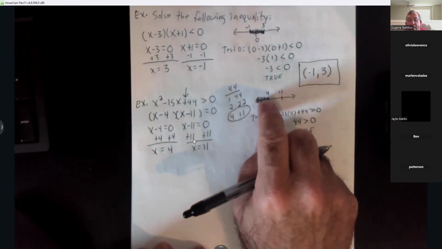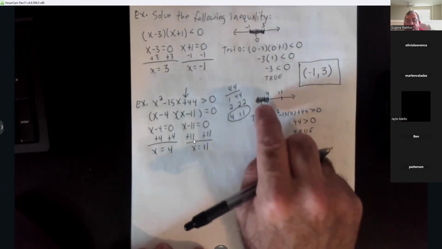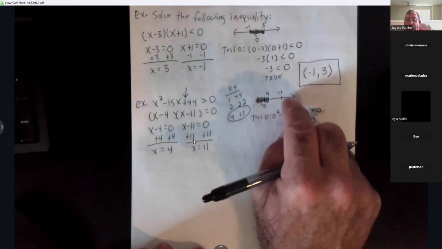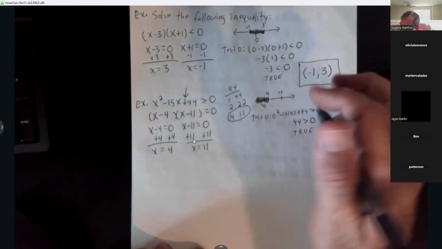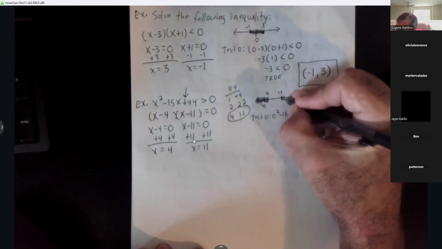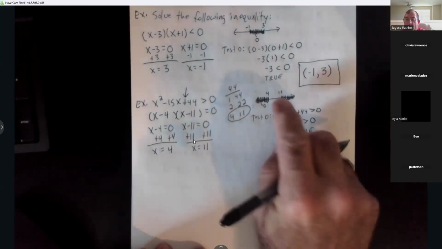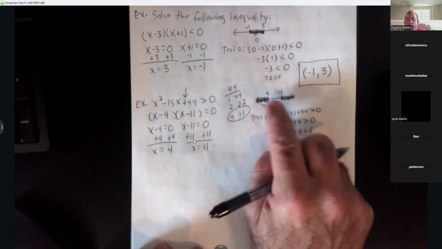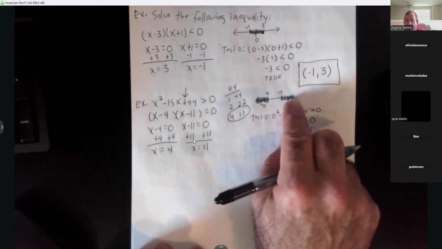Now, y'all, here's the thing. Since these are parabola-shaped graphs, anytime you shade the first section, you got to shade the last section. Those two always go together. It's either the middle or the two ends, okay?